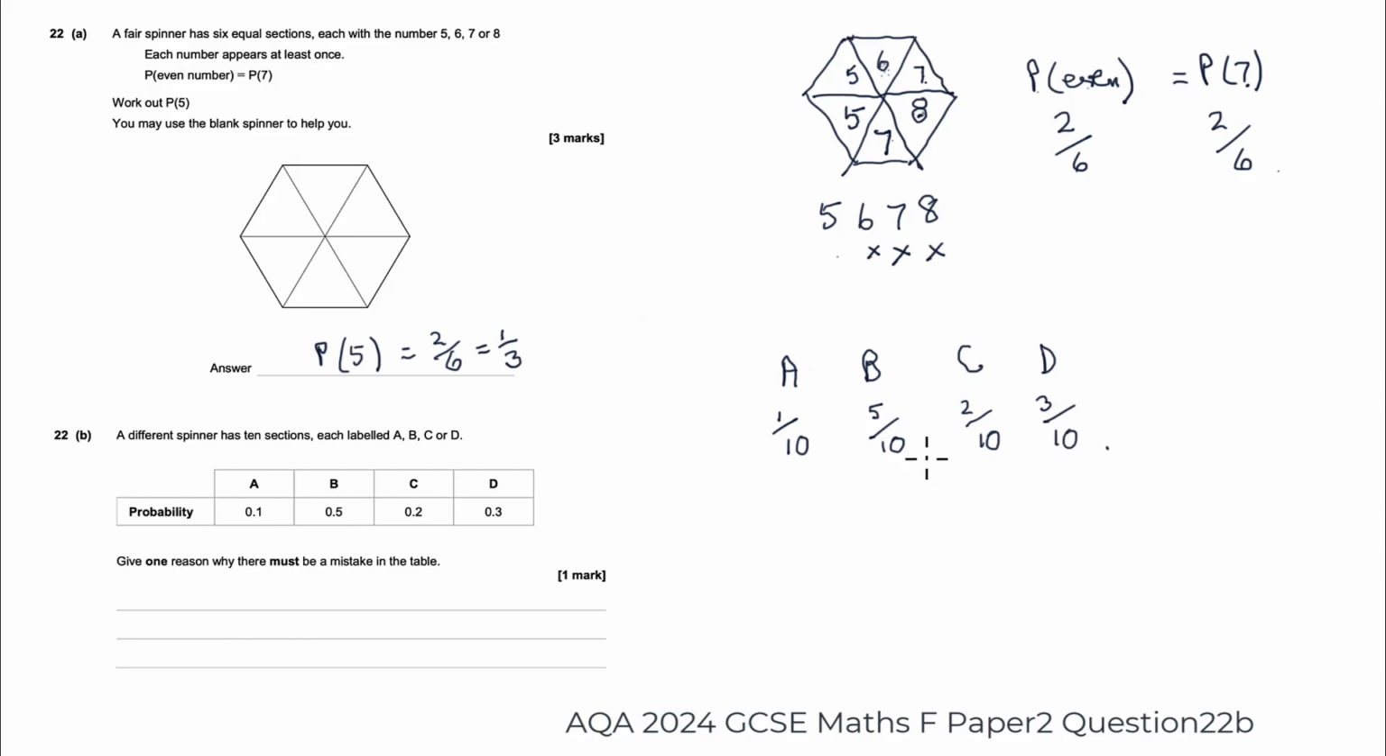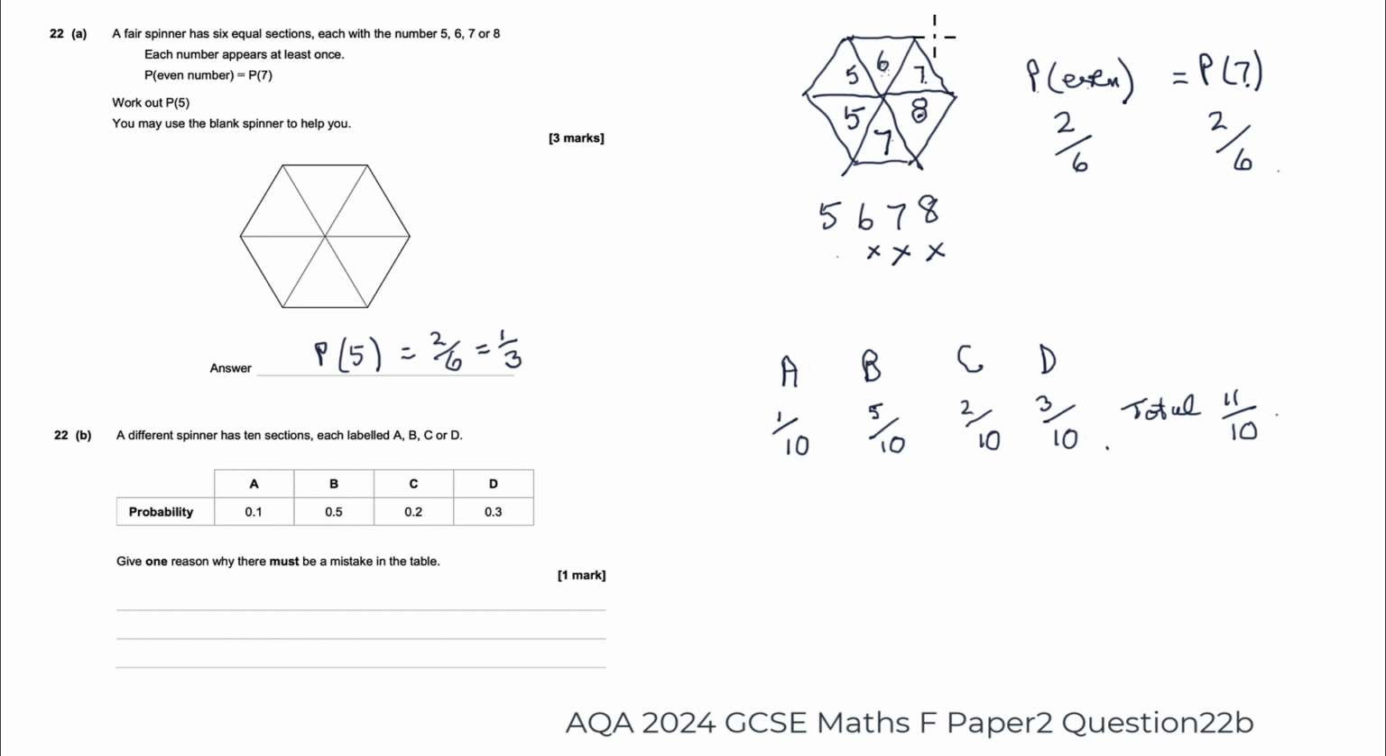Now, that's interesting because if we look at the sum of all these, we'll get 1 plus 5 plus 2 plus 3, that's 11. The total of these is 11 chances out of 10. Now that does not make sense. We should have a total of 10 out of 10.